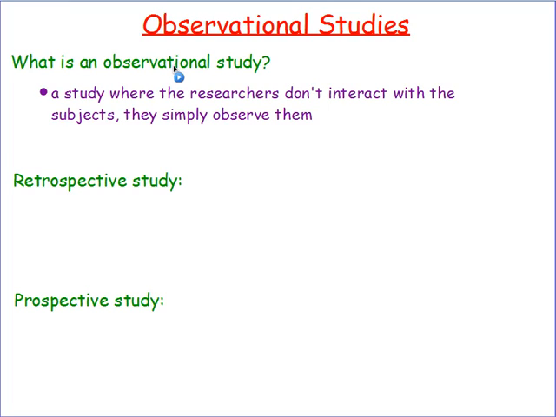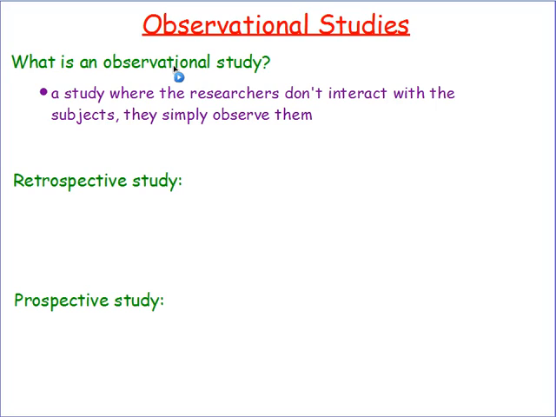An observational study is simply a study where the researchers don't interact with the subjects. They simply observe them. When we did our gummy bear experiment, we interacted with the gummy bears. We used a launcher to launch them. That is an experiment because our hands were involved in the process. If we are doing an observational study, we are simply sitting there and observing what's going on around us.